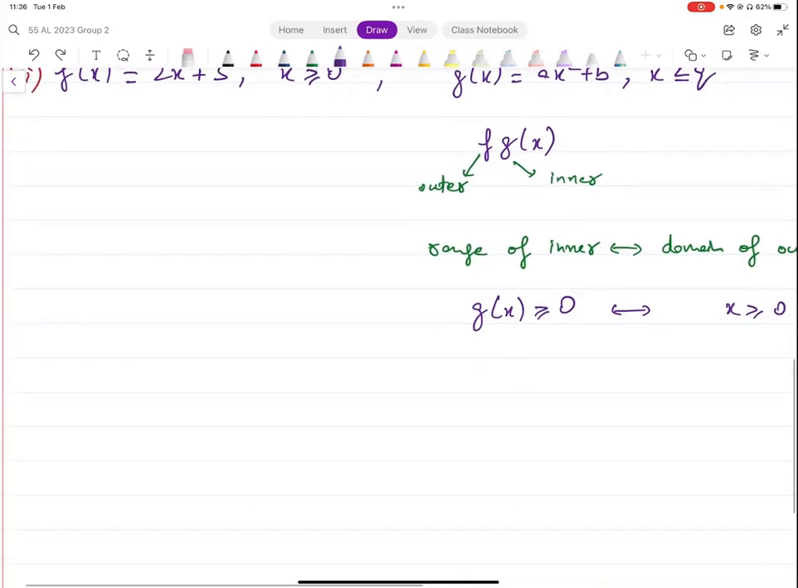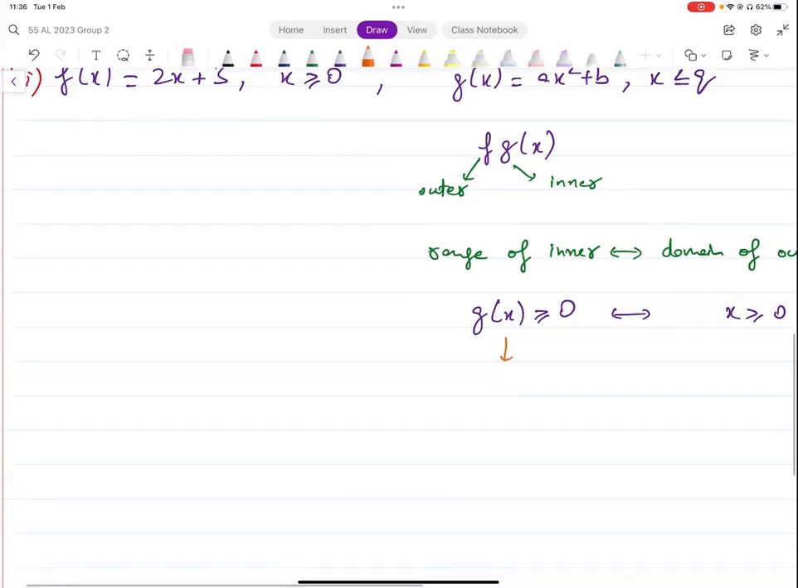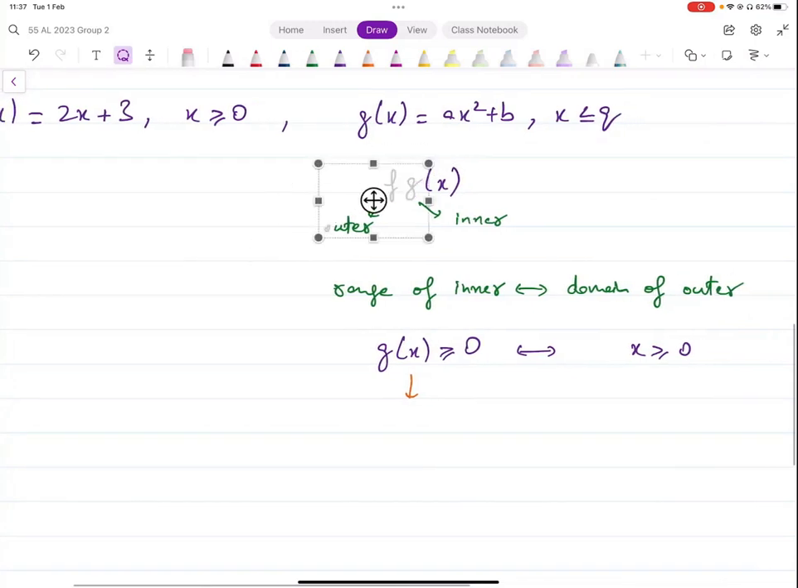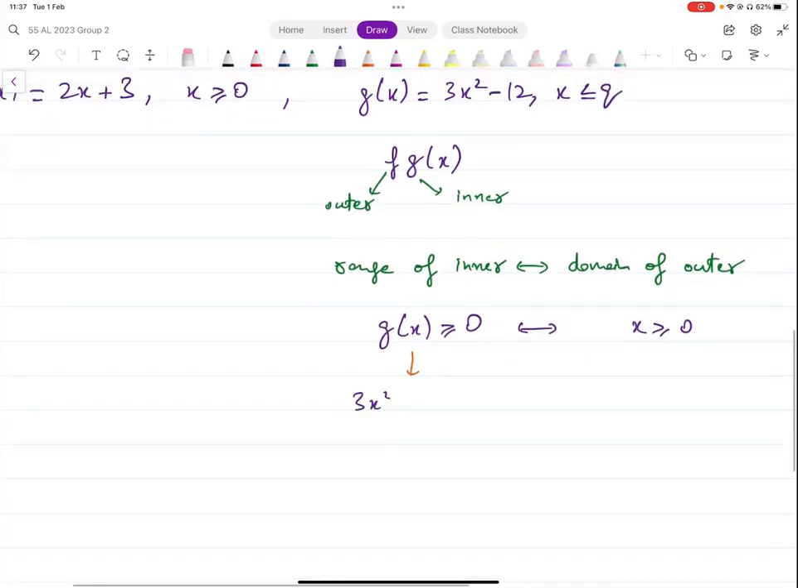Now what we can do is solve this further. इससे हम x, इसकी corresponding value of x निकाल लें. So we have ax square plus b there. Let me actually write down the values of a and b in that. A क्या है? Yeah, a is 3 and b is minus 12. Since g of x is greater than or equal to 0, that means 3x square minus 12 should be greater than or equal to 0. And you can find the value of x from here. Does that make sense to everyone?